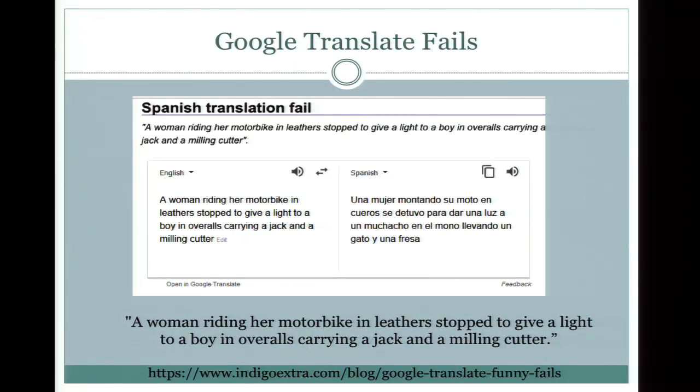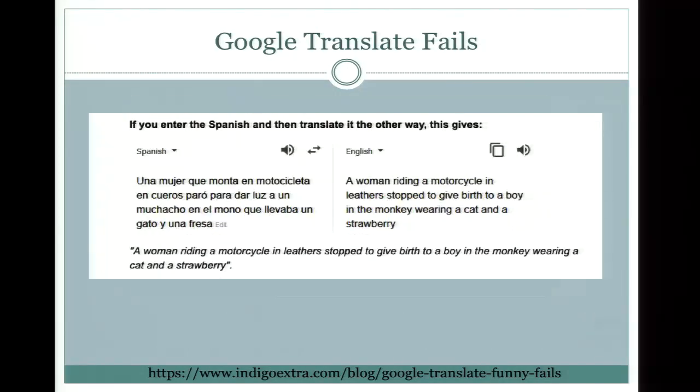So, was it even close at all? It's not close. So we'll show you what it actually says when you put this in Google Translate from the Spanish to try to get it back into English. It's a big fail. The way it comes out is: a woman riding a motorcycle in leathers stopped to give birth to a boy in the monkey wearing a cat and a strawberry. Really close, right? Yes. What?